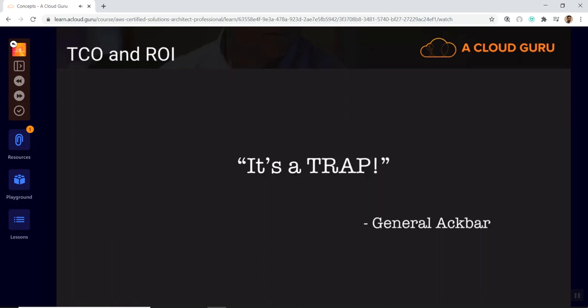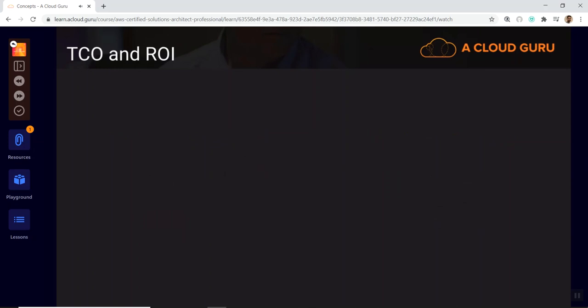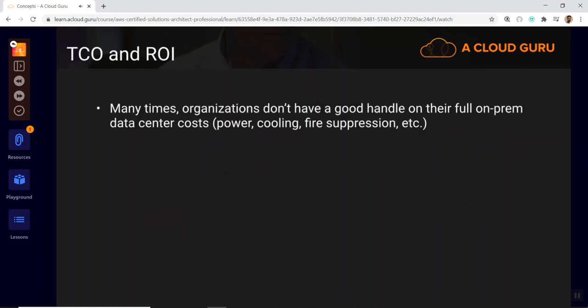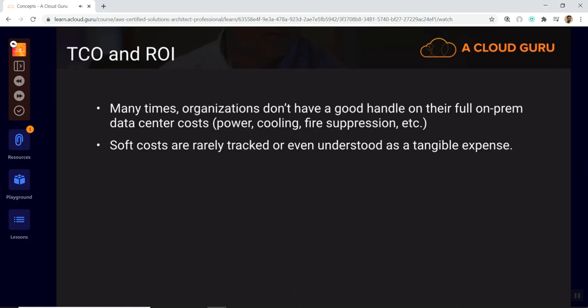it's a trap. The reason is that many times organizations don't have a good handle on their full on-prem data center costs. And this includes stuff like power and cooling and fire suppression and just the real estate involved in supporting a data center. And soft costs are rarely tracked or even really understood. A lot of companies don't really pay much attention to the soft costs.